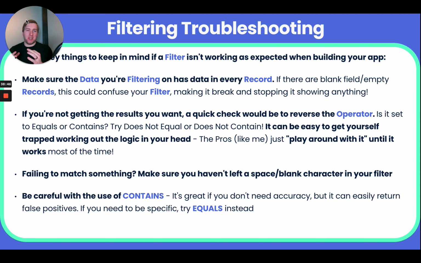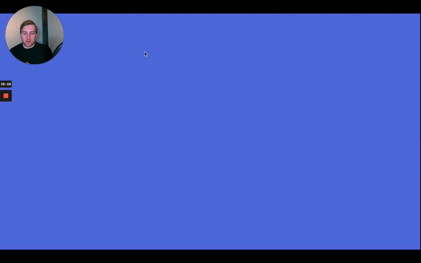It'll look for anything that contains the text that you put in there. Whereas equals is quite exact. It will only find Adam if you're looking for Adam. It will only find A if you're looking for A, so on and so forth.